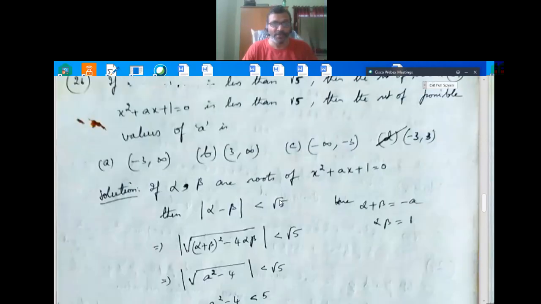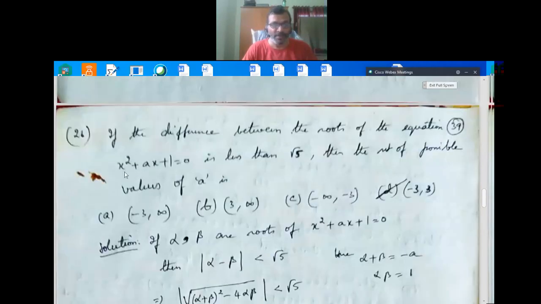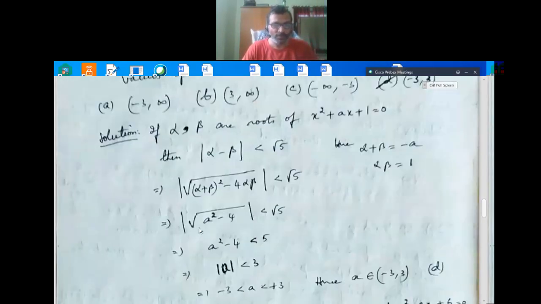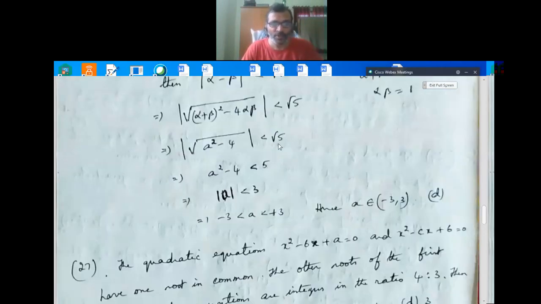But alpha plus beta here is minus b by a, that is minus a. Alpha beta is c by a, that is 1. So substituting all that, a squared minus 4 times alpha beta, which is 1, under the square root, is less than root 5. Square root and square get cancelled, so we get the absolute value of a squared minus 4 less than 5. Squaring both sides, a squared minus 4 is less than 5. So a squared is less than, what do you get here?